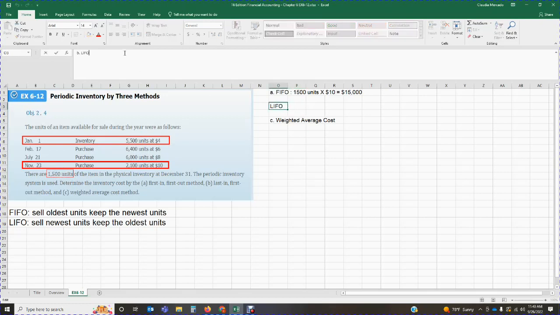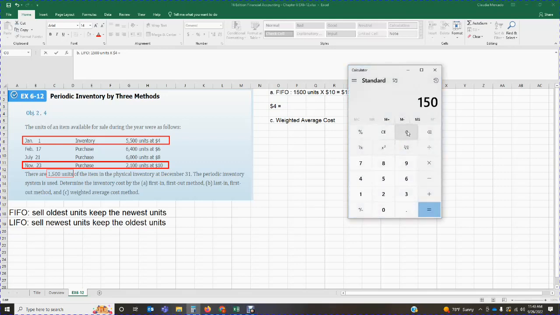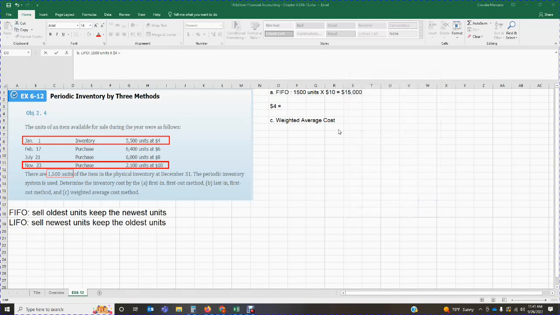So for LIFO, I've got 1,500 units. We have the same amount of units left over in our warehouse, but in this case, I am keeping my oldest units, which are valued at $4 a piece. So I have 1,500 units valued at $4, and my inventory is going to be valued at $6,000.